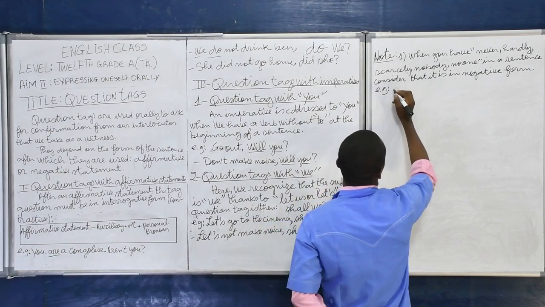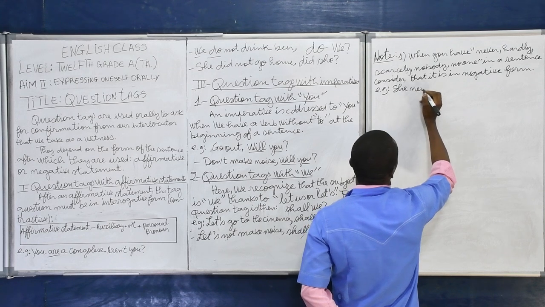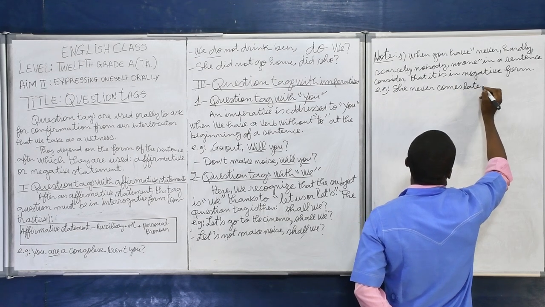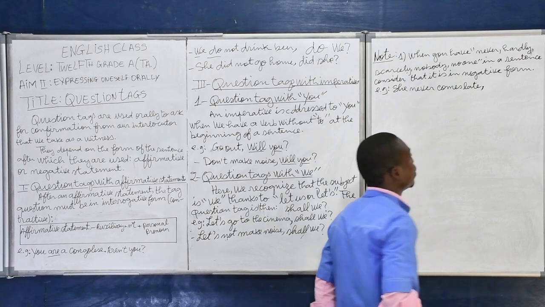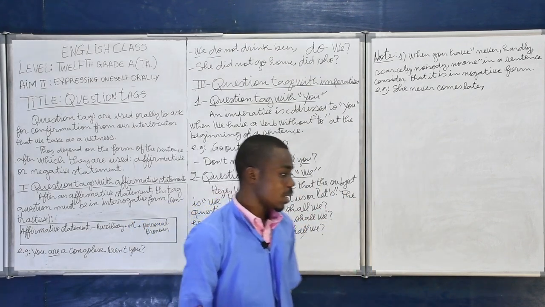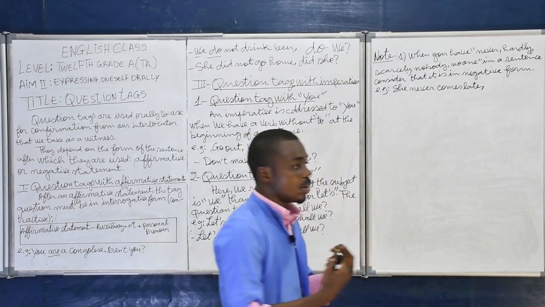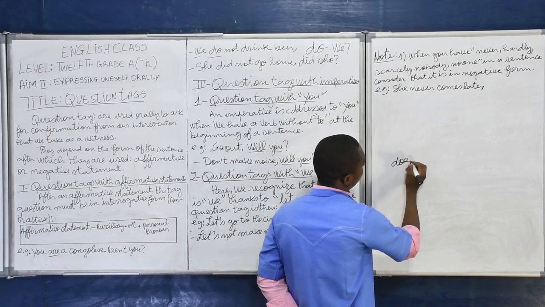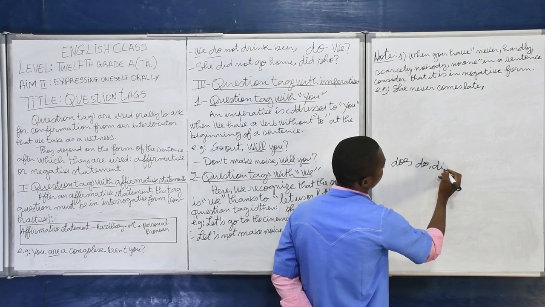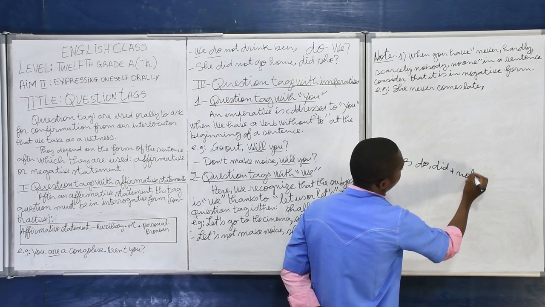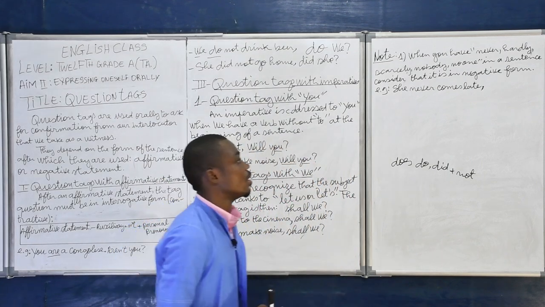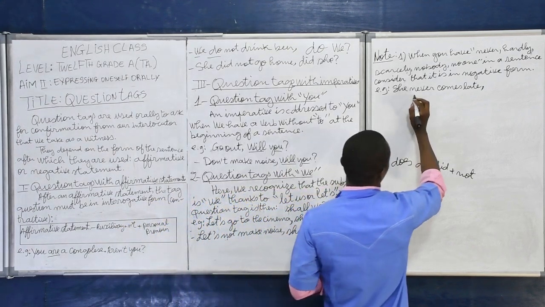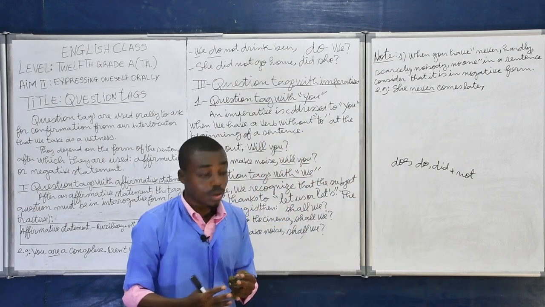You have, for example, she never comes late. Elle ne vient jamais en retard. She never comes late. Alors, when you look at this sentence, since the negative form normally needs does, do, did plus not, you can be tempted to consider it as affirmative. No, this is negative because you have never. On la considère donc comme étant négative.